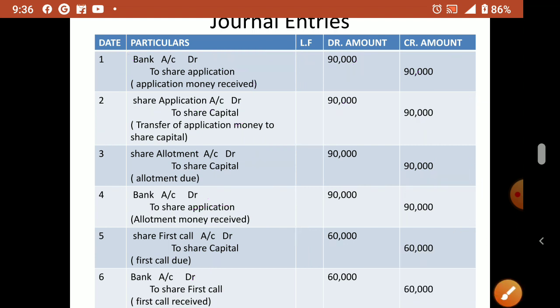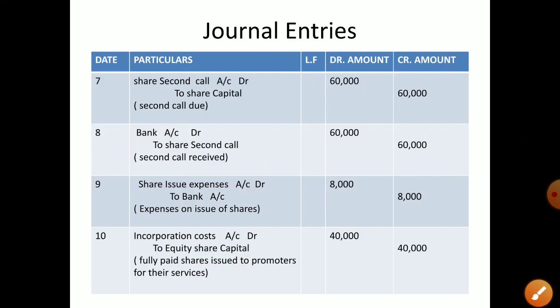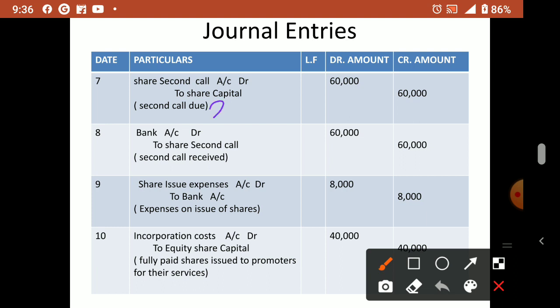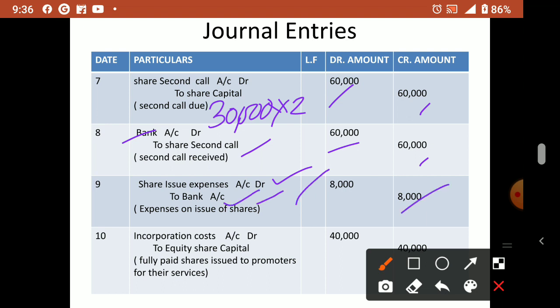Okay, now we'll go to the second call. So the second call also in the same way, 30,000 into second call money is 2. So 30,000 into 2, 60,000, 60,000. Again that also we transfer to bank account debtor to share second call 60, 60. Clear, no? Okay, now additional two things are there. Share issue expense. So expense, you know, it should always be debited. All expenses are debited and money is going out. So bank is credited 8,000, 8,000.